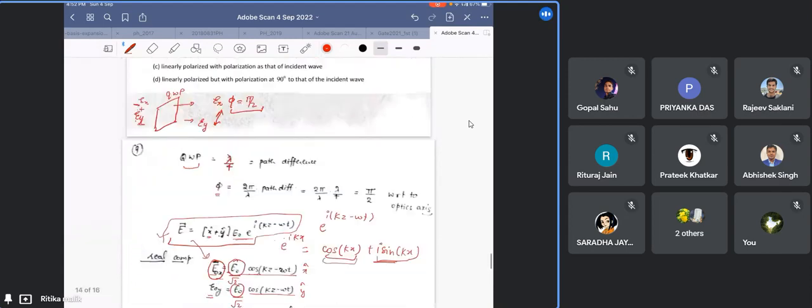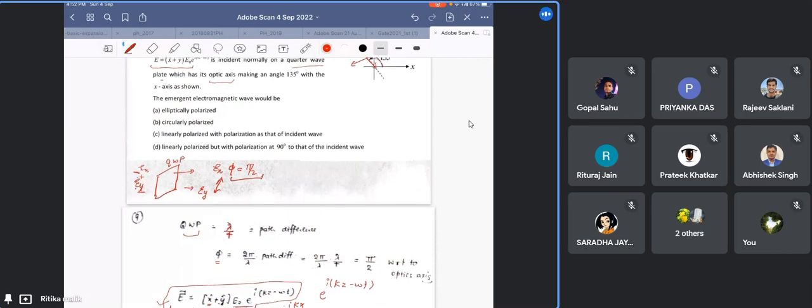So if you look at the options given for linear polarization, there is no option for 180 degrees. There is an option for 90 degrees and the same direction. So only the same direction is correct. If there is an option with 180 degrees, that is also correct.